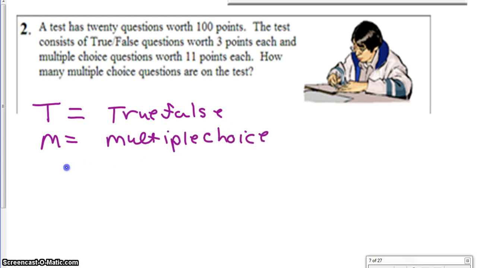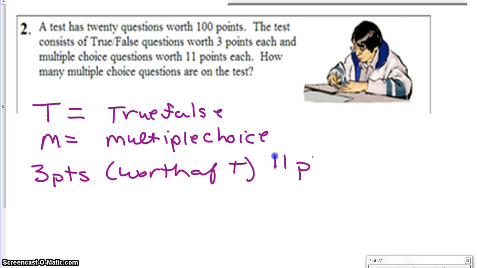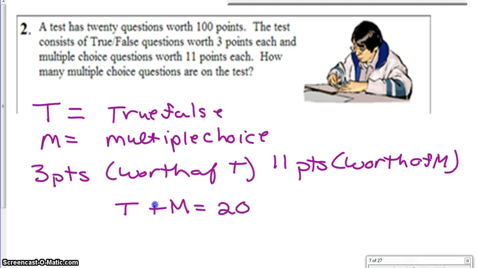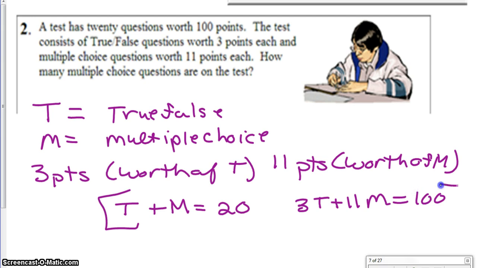And then there is a rate of 3 points worth of T, and 11 points worth of M. Hopefully what you had, and you could use x and y, was first of all, the number of questions for T plus the number of questions for M has to equal 20 questions. Then 3 times t plus 11 times m has to equal 100. Hopefully, these are the two equations that you used.